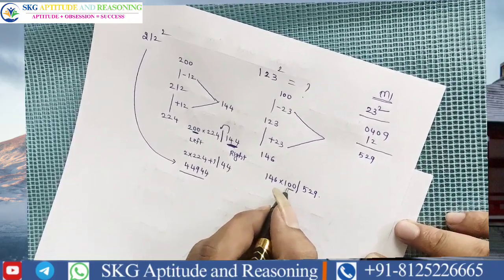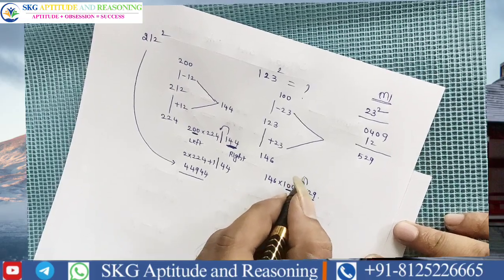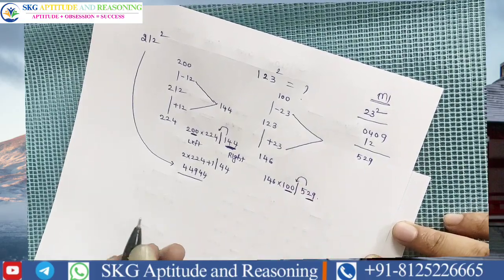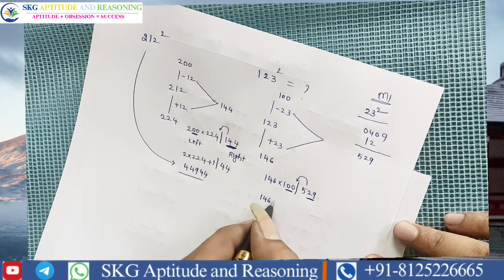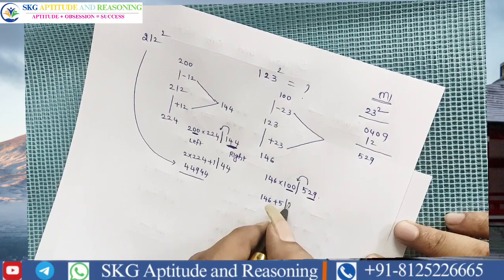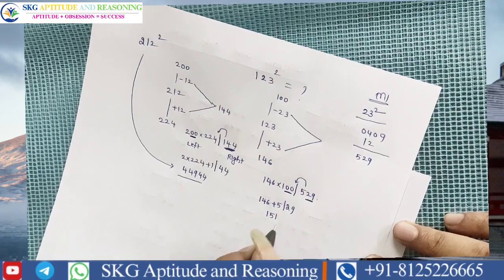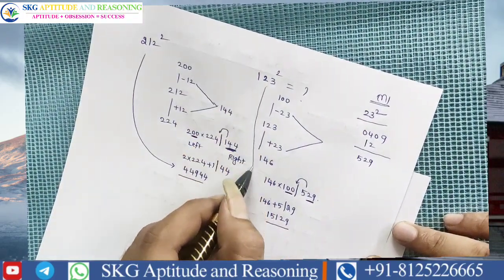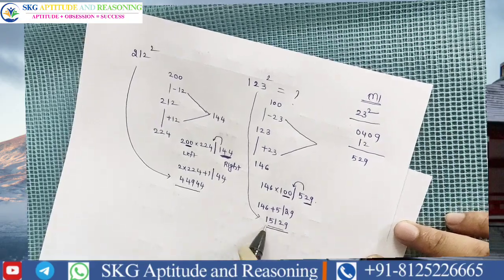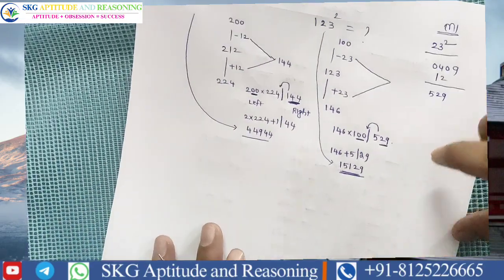Here 2 zeros are present on the left side, so I am retaining 2 digits on the right side. I am carry forwarding this 5 to the next one. 146 into 1 will be 146 only, plus 5, bar 29. So 146 plus 5 is 151 and 29. So the square of 123 will be 15,129. I hope you understand this one.